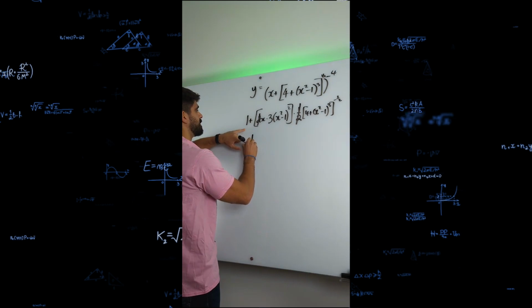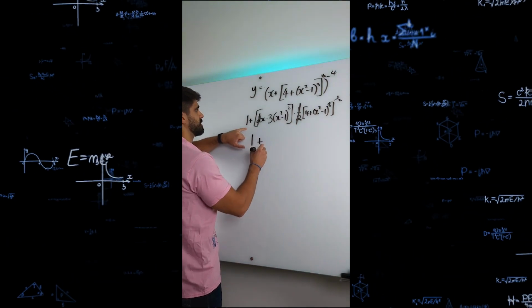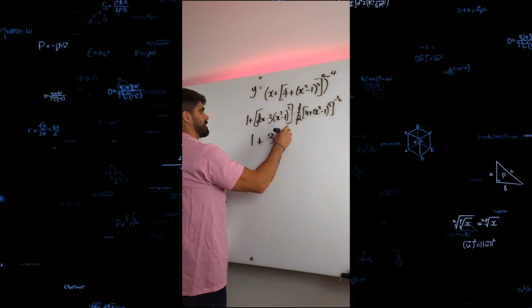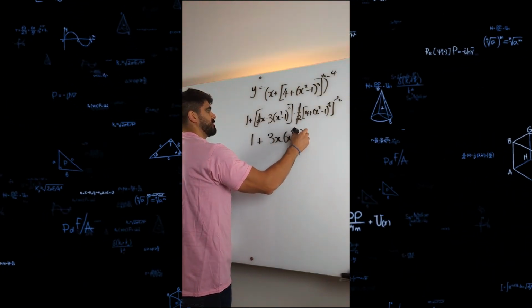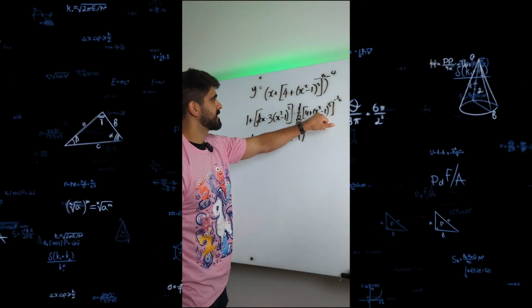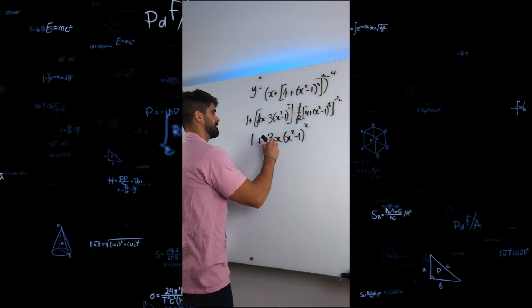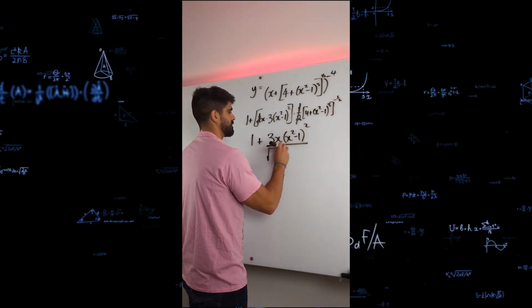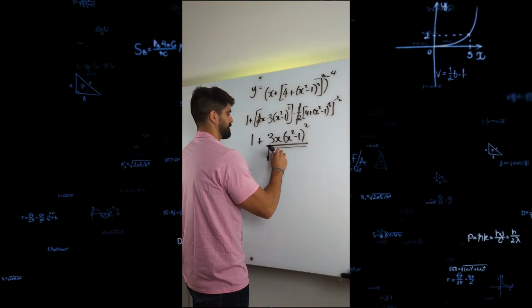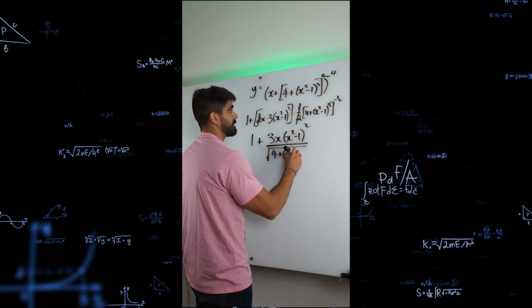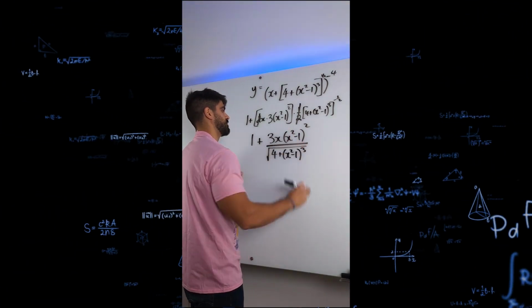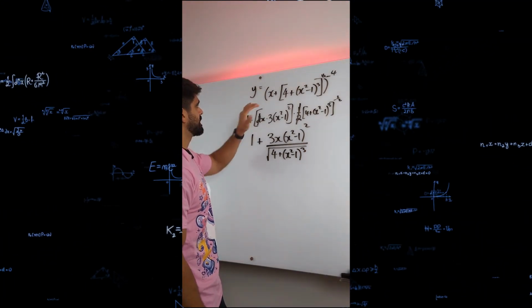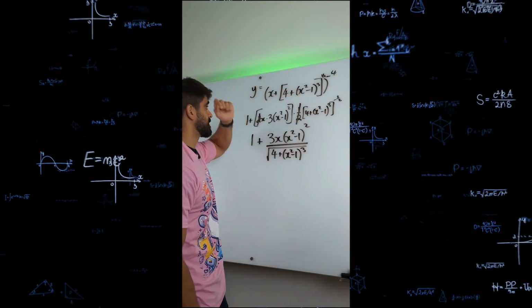So we're going to have 1 plus 3x, x squared minus 1 squared. Then this can come down into the denominator because it's power minus half. That will come down as a negative, but then we can write it as a root. 4 plus x squared minus 1 cubed. Alright, so that is the differential of what's on the inside.